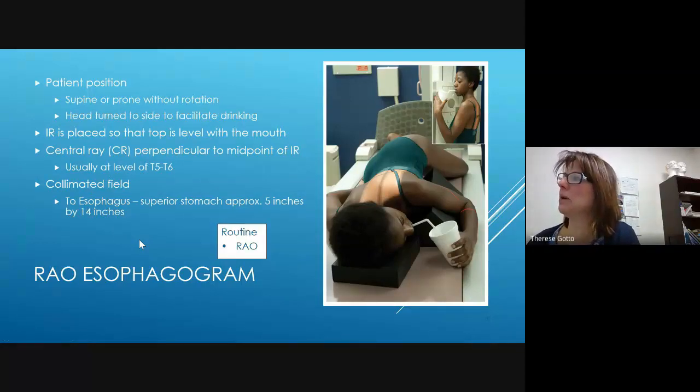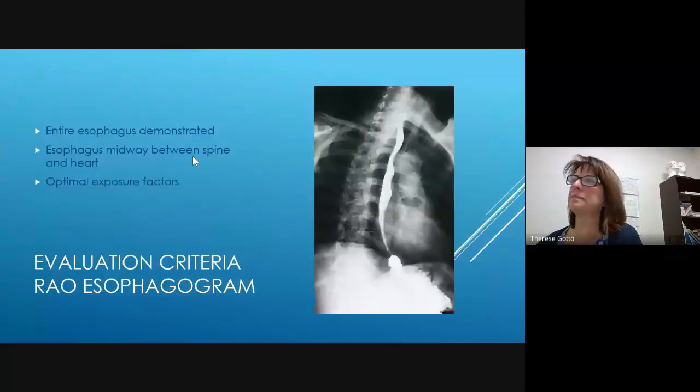Okay, and remember, we're going to have them drinking during this procedure. So we want to have a cup of barium with a straw for them. We're going to have them take a mouthful and swallow it, take another mouthful as you're stepping back to the control area, get the rotor going, have them swallow, and then take your exposure as soon as that swallow is completed.